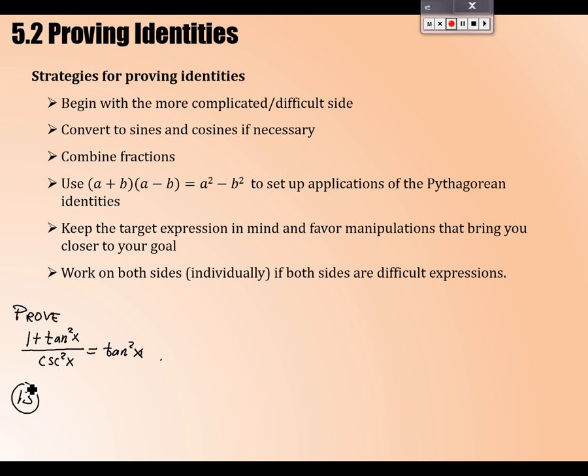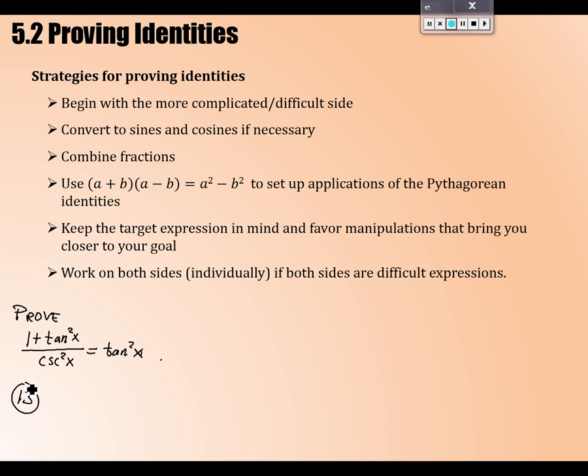Rosie, in fact, even though the instructions for that problem were simplify, has actually constructed a proof of the following statement, that for all x, 1 plus tan squared of x over cosecant squared of x equals tan squared of x. Now, it's also possible that her work shown on the board could be run in reverse. We could prove that tan squared x is equal to the first thing, right? But if there is a more complicated side, then I think we're all smart to start with that side. So that's what the first tip says.